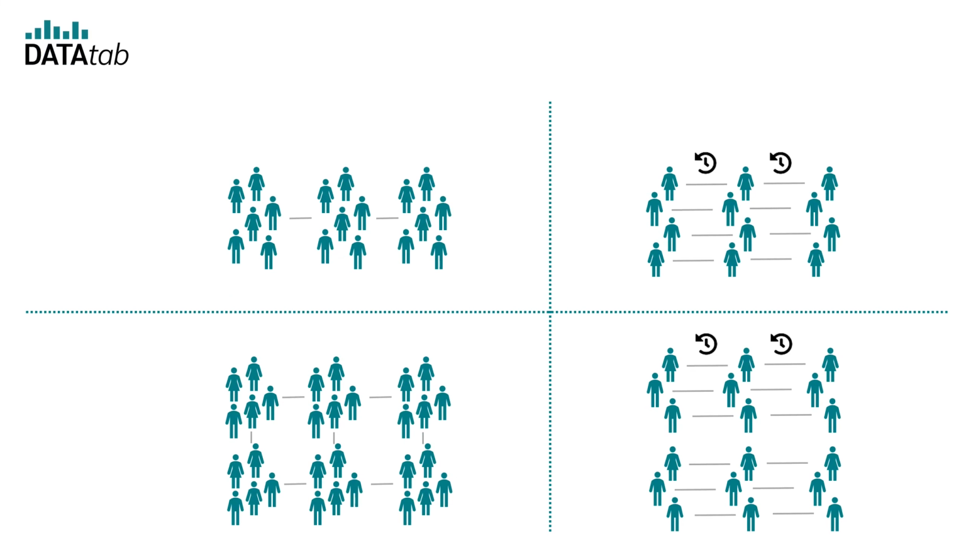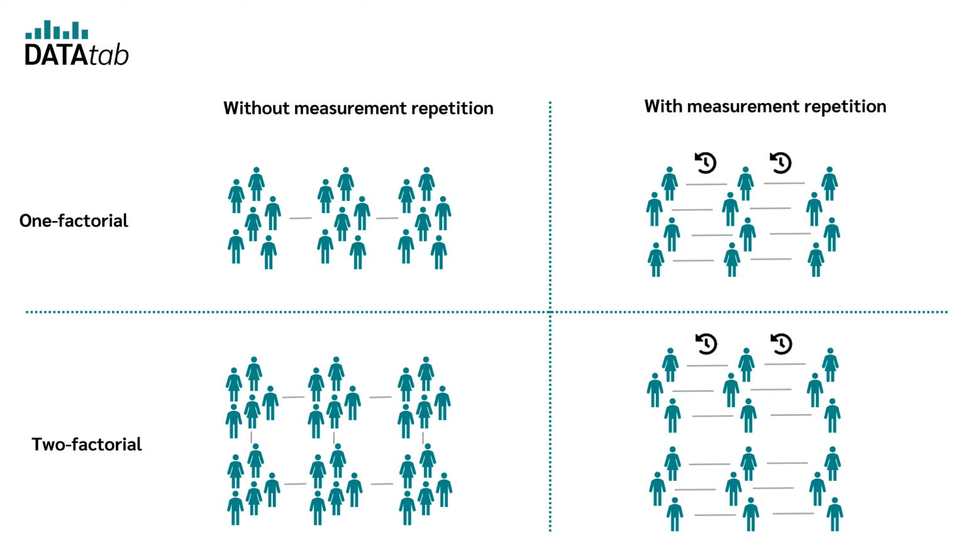Let's get started. If we look at the most common types of analysis of variance, we distinguish between the one-factor and the two-factor analysis of variance, and on the other hand, the analysis of variance without repeated measures and with repeated measures. This video is about the two-factor analysis of variance without measurement repetition. This brings us to the first question: what do I need the two-factorial analysis of variance for?